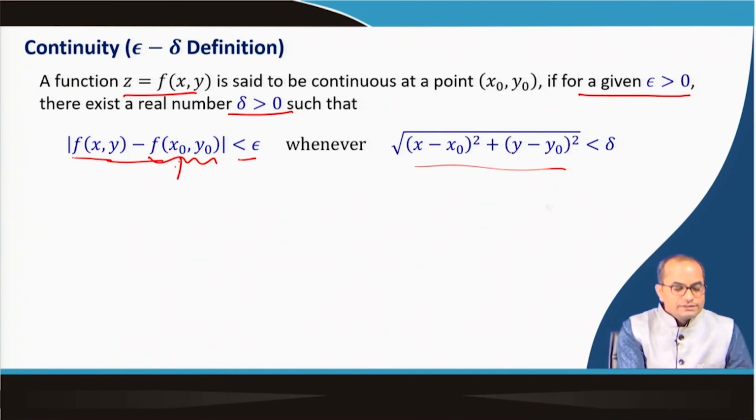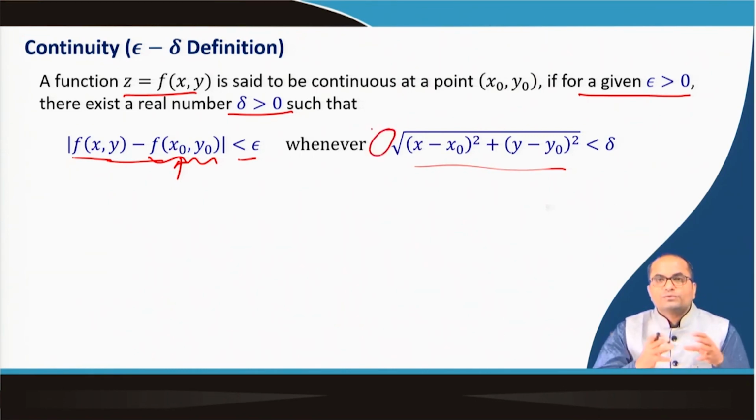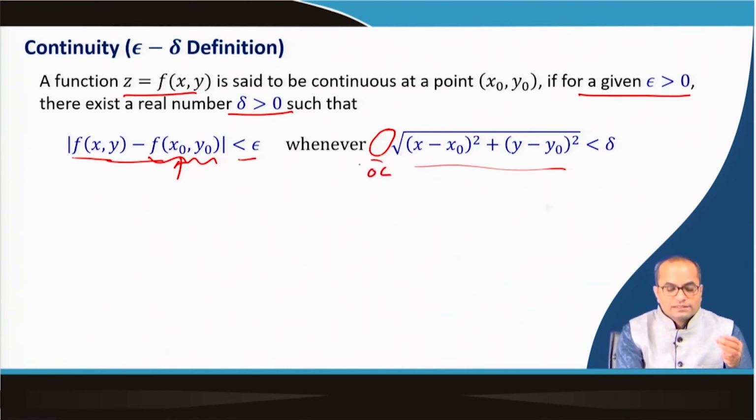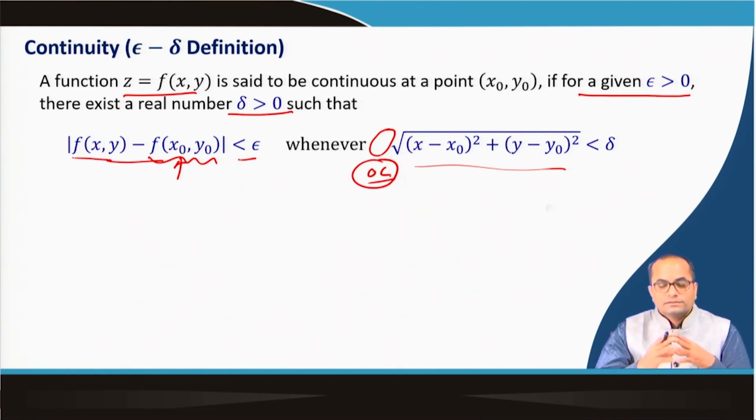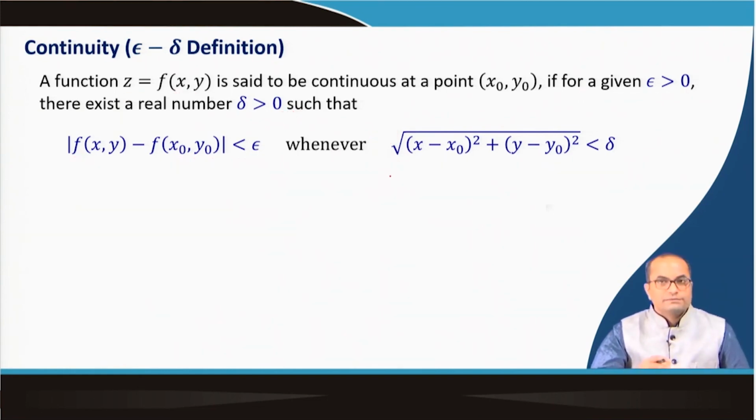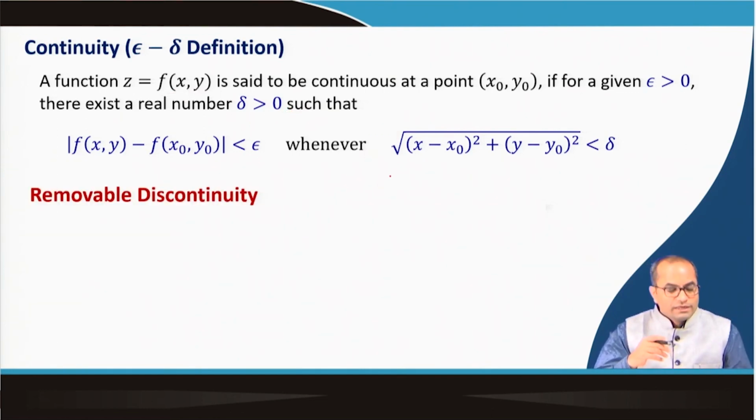So, here the only difference is that we have this function f x naught y naught instead of limit, and there we used to exclude that point, because the function may not be defined at x naught y naught, still we can talk about the limit, but here the function has to be defined. So, therefore, this less than sign here or greater than this 0 is removed in this definition. So, that is the only difference we have.